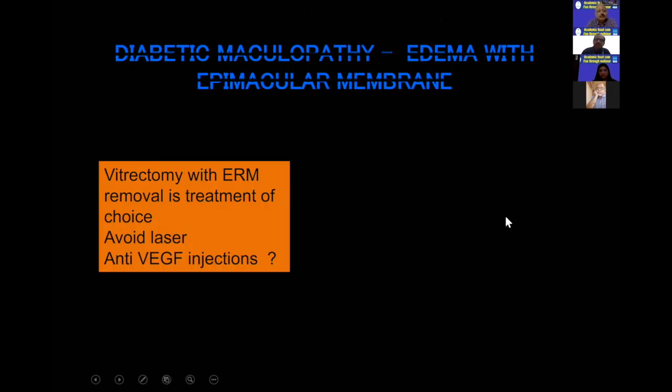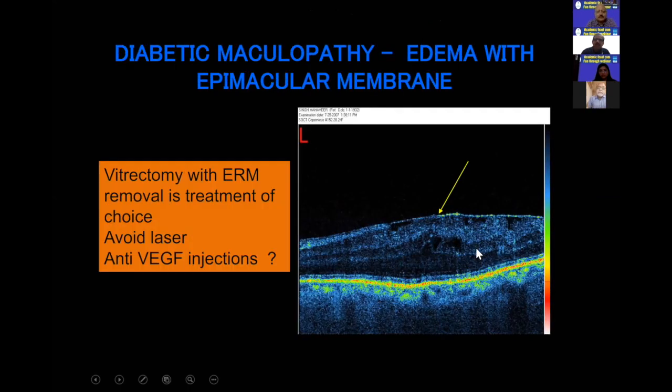Once you see that this epiretinal membrane is associated with diabetic macular edema, the treatment of choice is surgical removal of this epiretinal membrane with vitreous surgery. One should avoid doing laser photocoagulation in these patients, and anti-VEGFs are also not very effective in this situation. So the treatment of choice is surgical removal of epiretinal membrane.